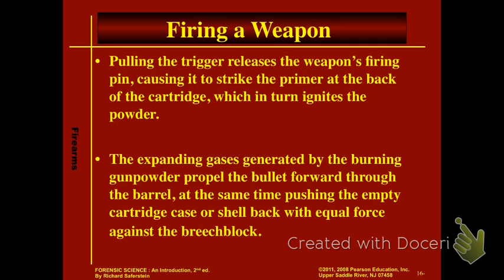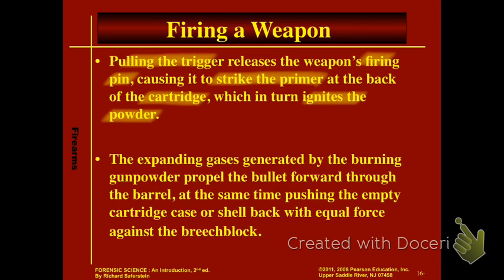What is the process that a firearm goes through in order for a weapon to go off? So first the person pulls a trigger. Pulling the trigger releases the weapon's firing pin. That firing pin strikes a pressure-sensitive chemical called a primer, and that's at the back of the cartridge. The cartridge is loaded with gunpowder. The primer lights, it ignites the gunpowder.